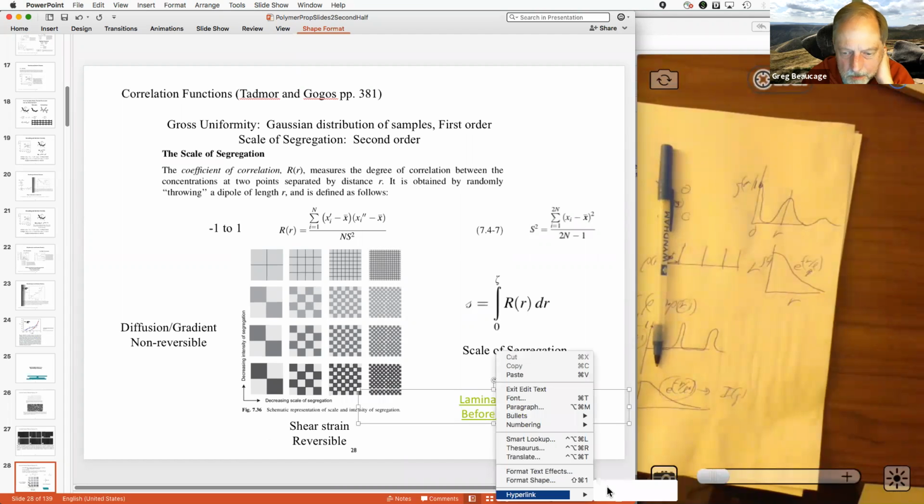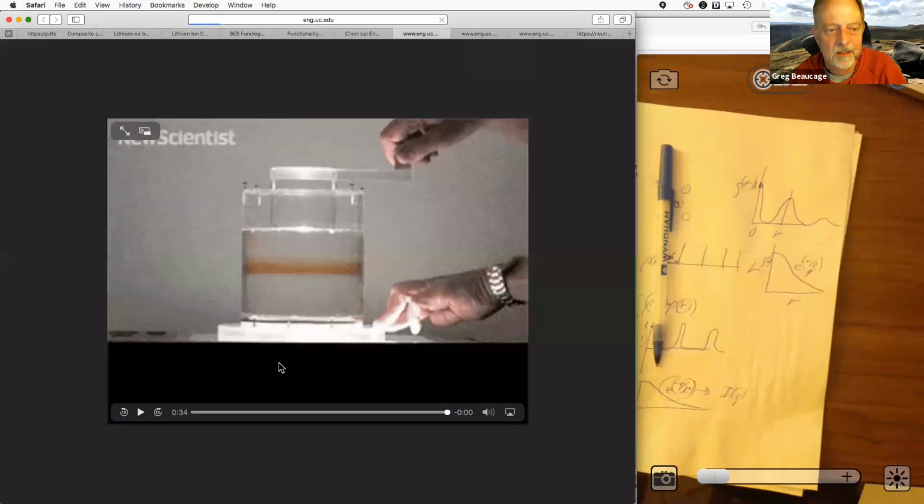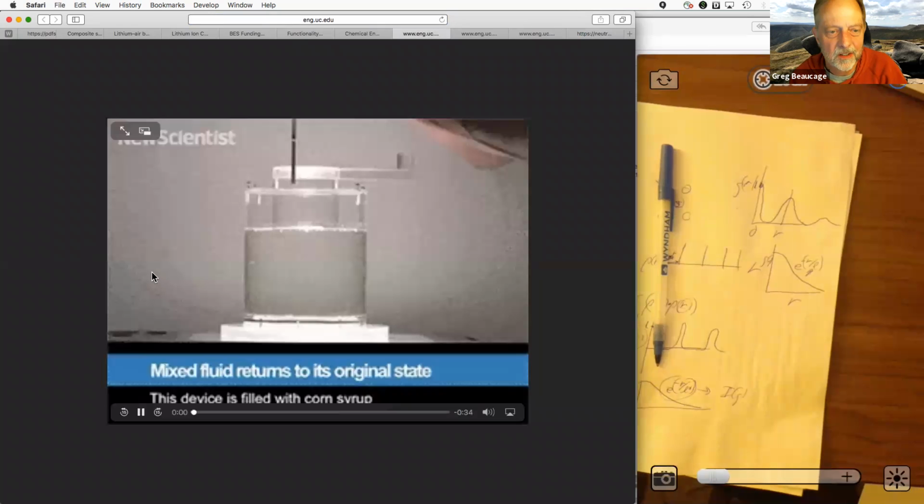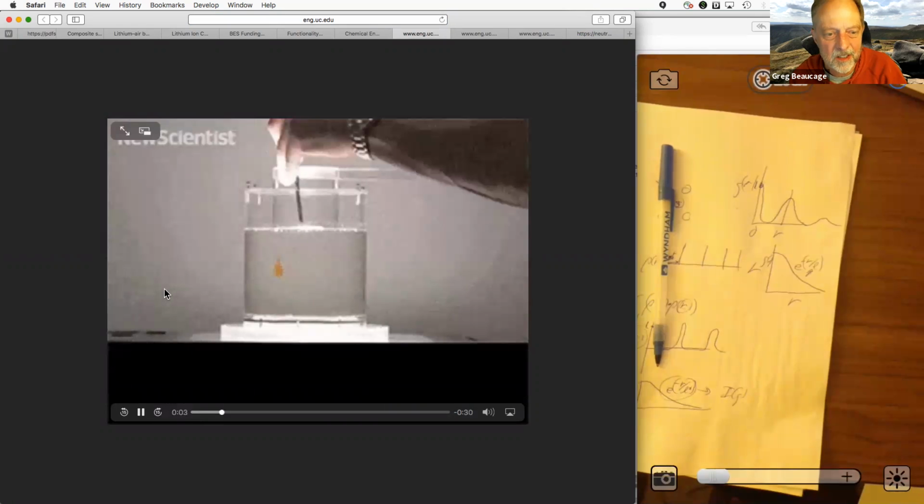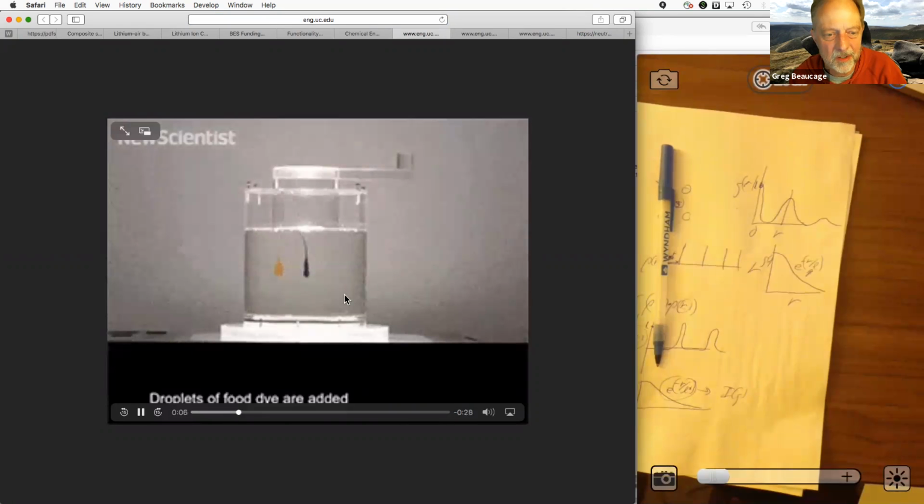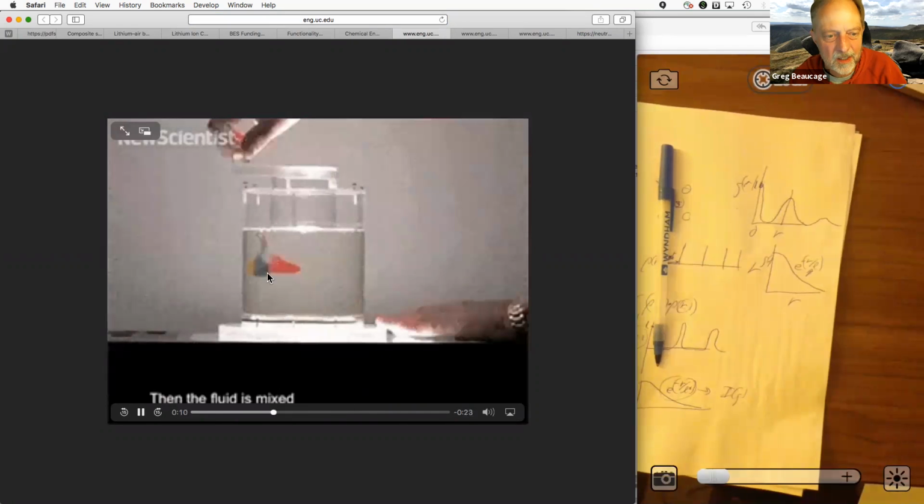Just to show this to you. Oh, actually, this is already open. That's okay. This will show this. So they're doing laminar flow, and this is showing that it's reversible. They put some food color into glycerol, or it might be just corn syrup, and then they do laminar flow.